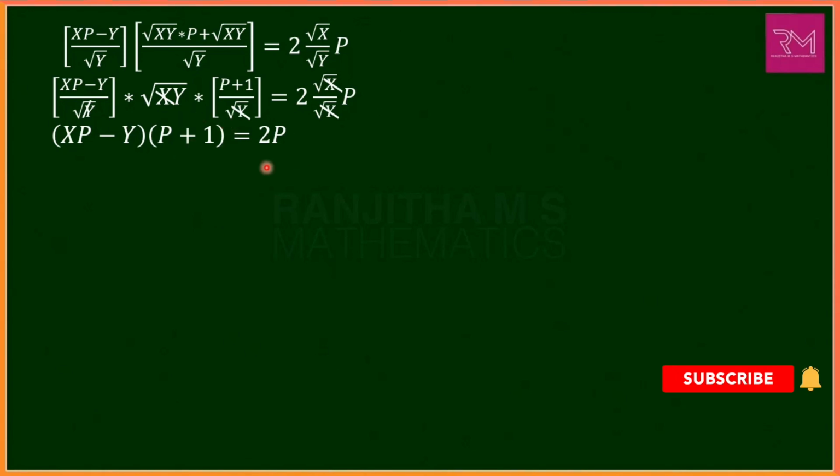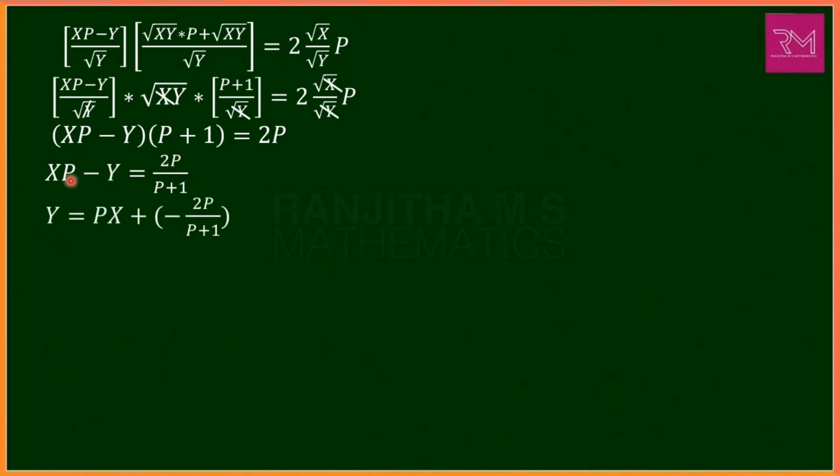Next step, we have to take this P + 1 to the right hand side. We get xP - y is equal to, here this goes to the denominator, that is 2P divided by P + 1. Next step, take this value to the right hand side and all this value to the left hand side. We get y = Px - 2P/(P + 1). Observing this equation, we can conclude that this is a Clairaut's form of equation, that is of the form y = Px + f(P). Therefore, we can conclude this is a Clairaut's form of equation. Call this as equation number 4.